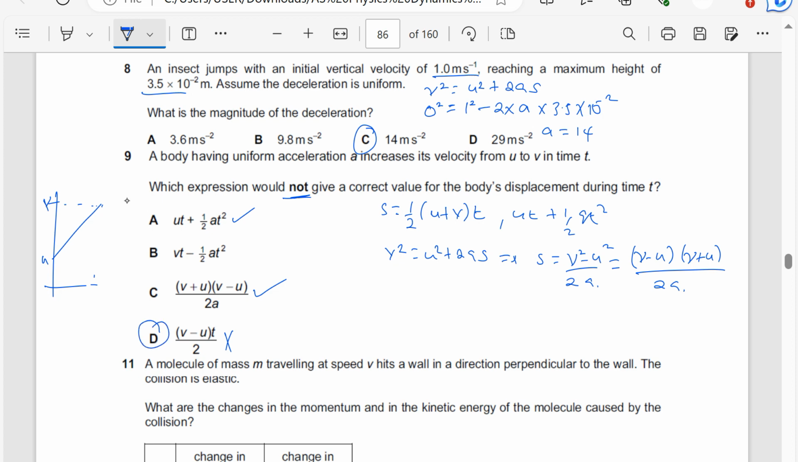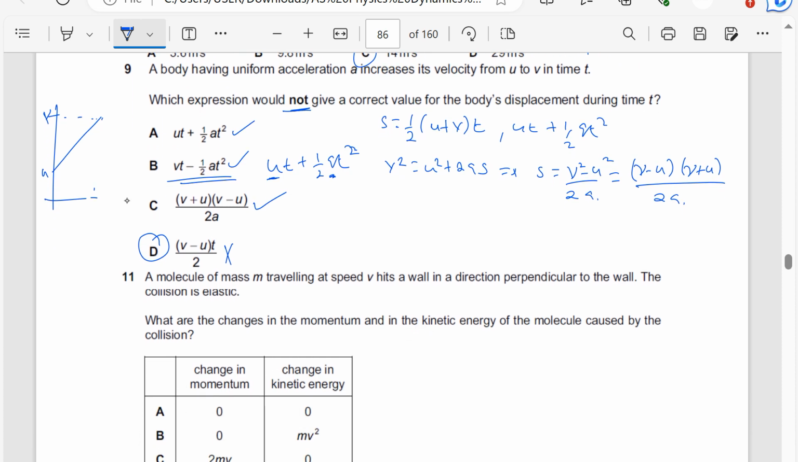Now, somebody may ask, why not vt minus half at squared? This equation is the same as ut plus half at squared if the acceleration is negative. If u and v have been interchanged, then this will be vt minus half at squared. So this could also give us a correct value for the displacement. So the answer is going to be D.